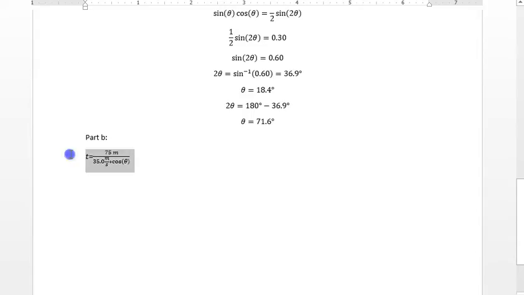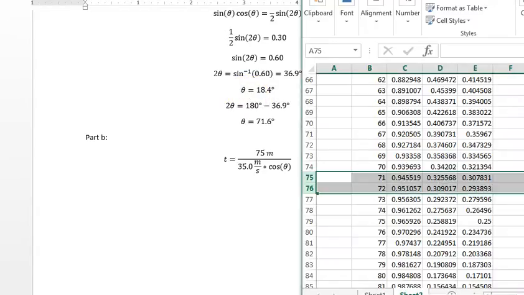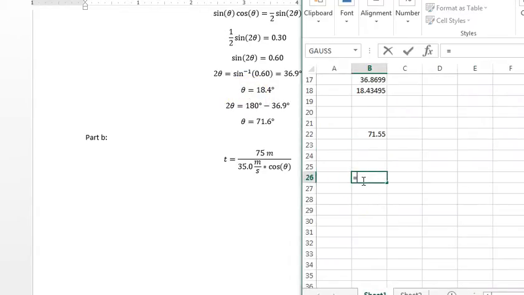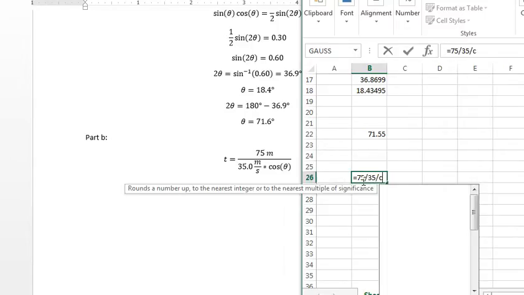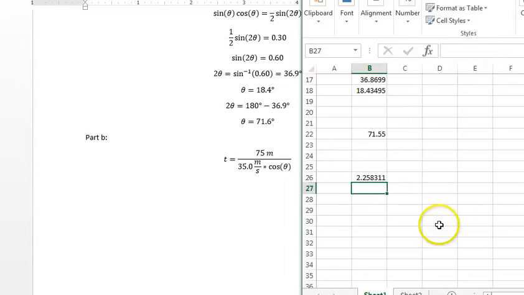Time equals that. Okay, let's go ahead and stick in one of our solutions. Let's stick in 18.4. Okay, so 75 divided by 35 divided by the cosine of radians of 18.4 degrees, and I get 2.26 seconds.